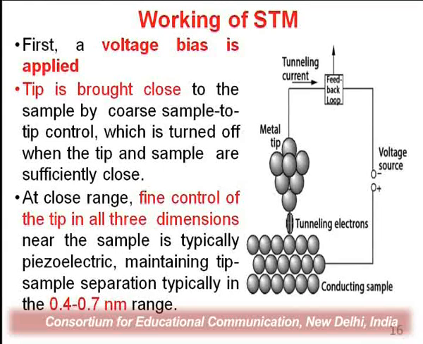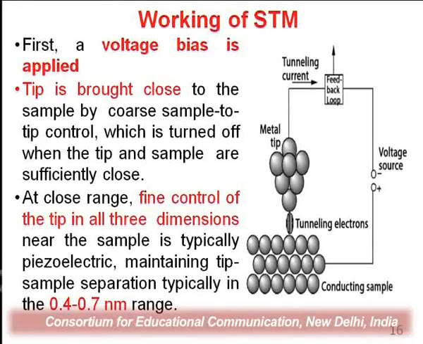So how does it work? Then we see further, one by one in steps. First, a voltage bias is applied to the tip and the sample. Second, the tip is brought close to the sample by a coarse sample-to-tip control, which in turn works when the tip and the sample are sufficiently close. It means we can adjust the distance between the tip and the surface.